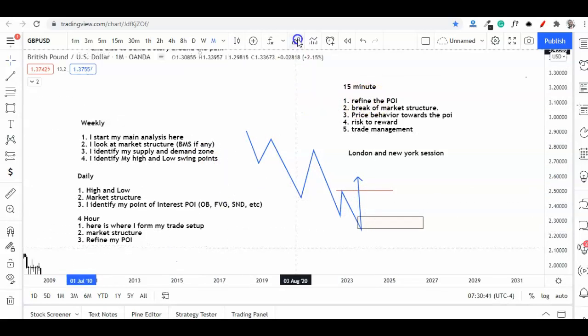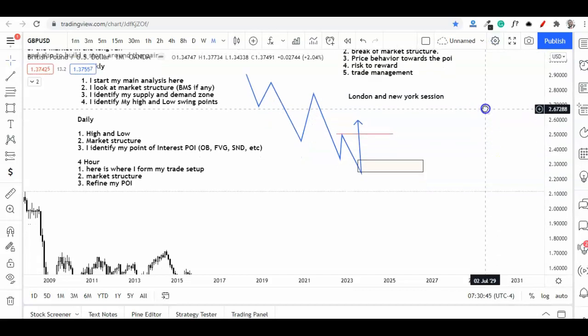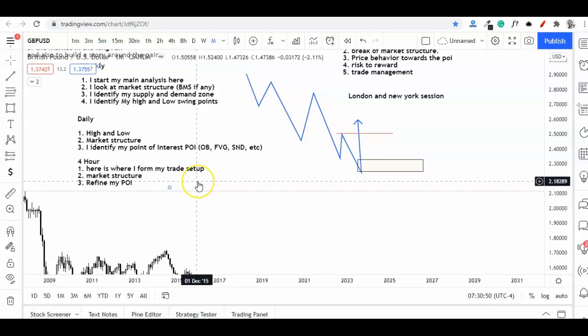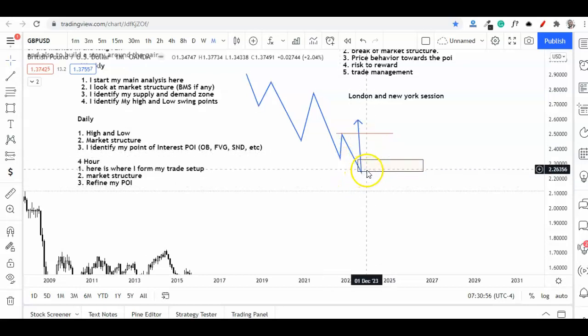daily and 4 hours. The 4 hour is where I build my trade setup, look at the current market structure, and then refine the point of interest from the weekly to the daily and down to the 4 hour.